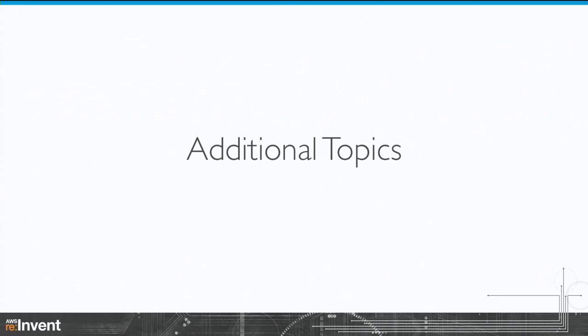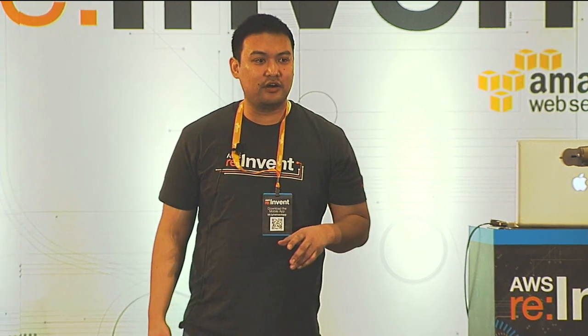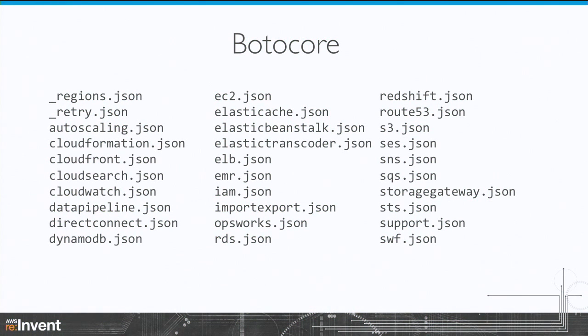So finally, I want to cover some additional topics. These are some topics that I won't go into too much detail, but I think are interesting and worth exploring if you're interested. The first one is Boto Core. So the CLI uses a library called Boto Core under the hood. And it's essentially responsible for the request and the response part of the commands.